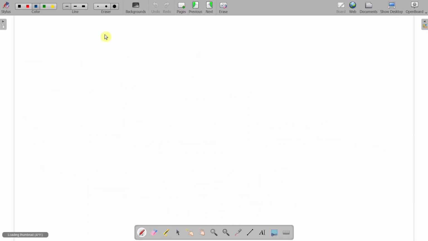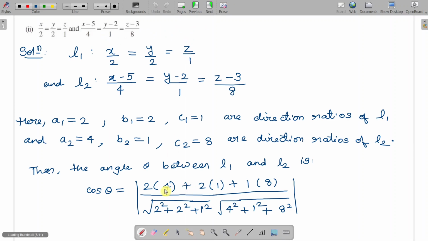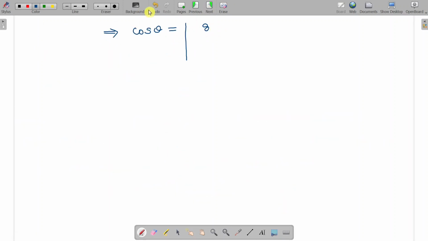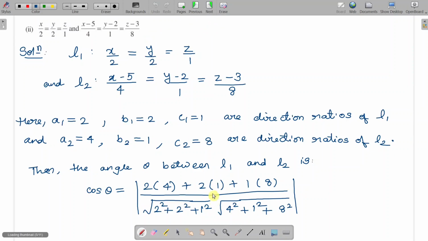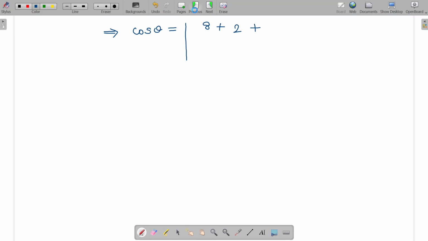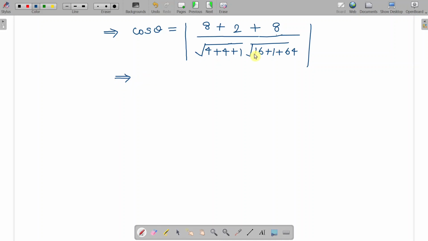So this implies cos theta is equal to modulus of, so 2 into 4 is 8, plus 2 into 1 is 2, plus 1 into 8 is 8, and then divided by root of 2 square is 4, plus 2 square, so plus 4, plus 1 square, so plus 1, into root of 4 square, so 16, plus 1 square is 1, plus 8 square, that is 64. So this is the numerical expression that you get.